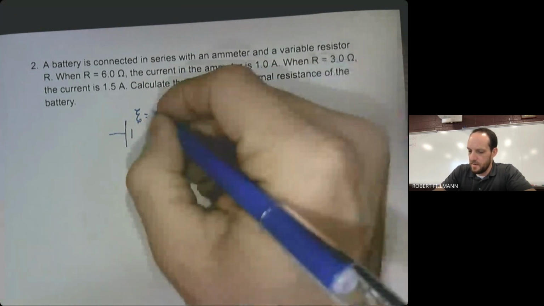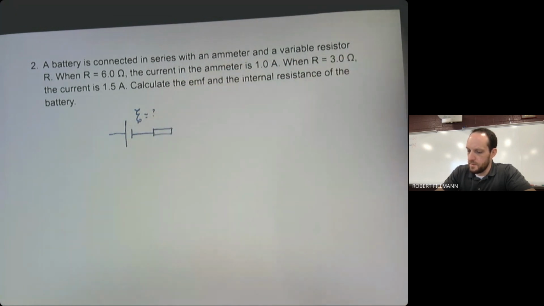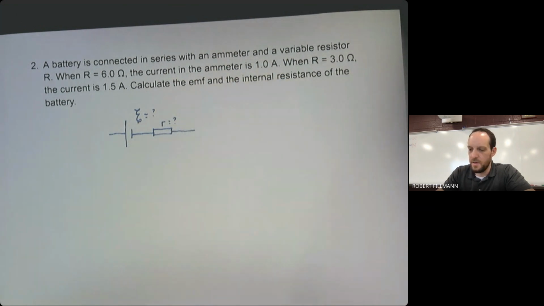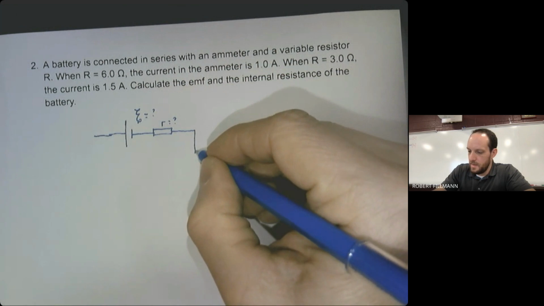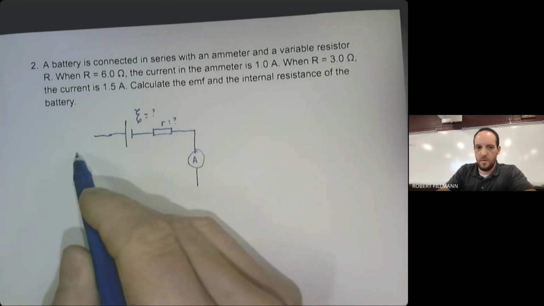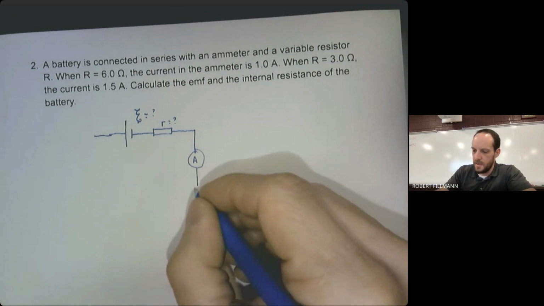And I've got to find that. I don't know what that is. This is going to have, we're told that there's some internal resistance, and I don't know what that is either. I've got to find that. They're both unknowns. Okay. And then it's in series with an ammeter. So we'll put an ammeter, and it doesn't matter. I could put the ammeter here, or I could put it over here. It's just in a row with it. It doesn't matter where I place that.